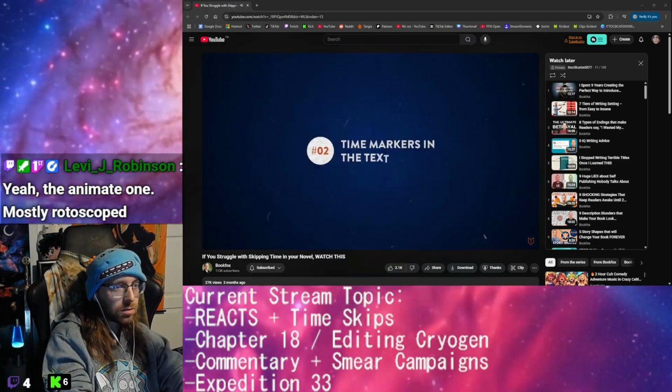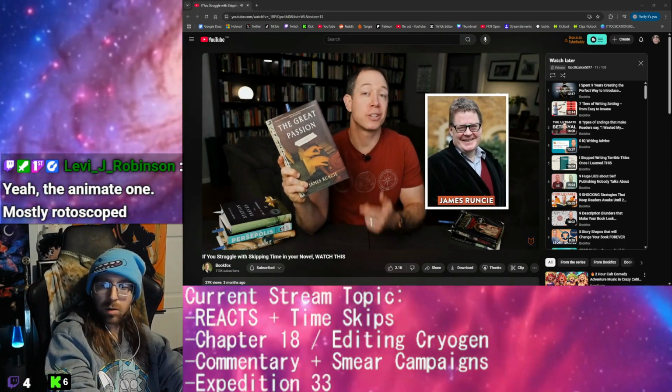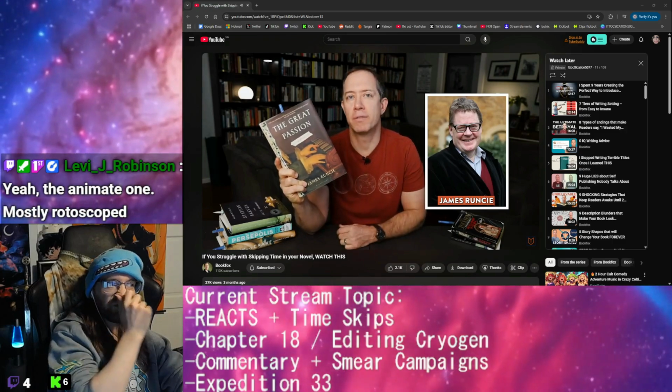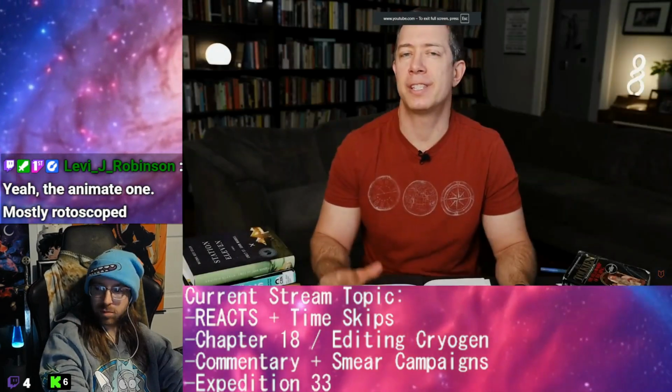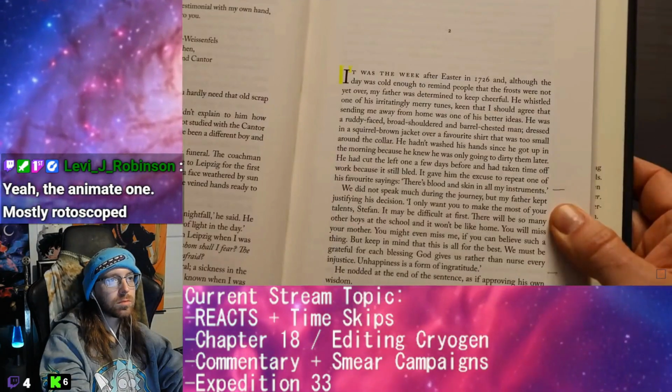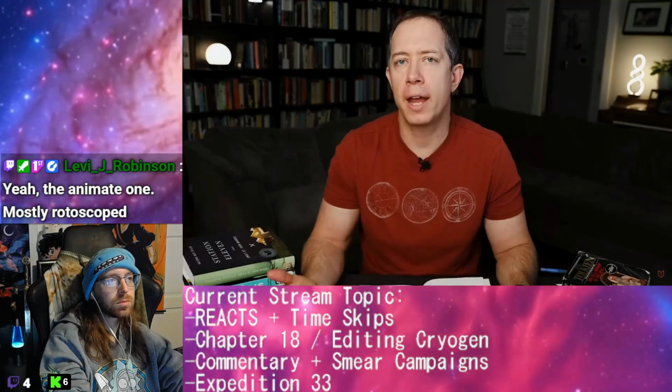All right. Time markers in the text. This is James Runcie's The Great Passion, and it is a historical novel about the life of Bach. In the first chapter, he is 37 years old and Bach has just died. But then when we get to the second chapter, we see this: "It was the week after Easter in 1726," and it goes on from there.